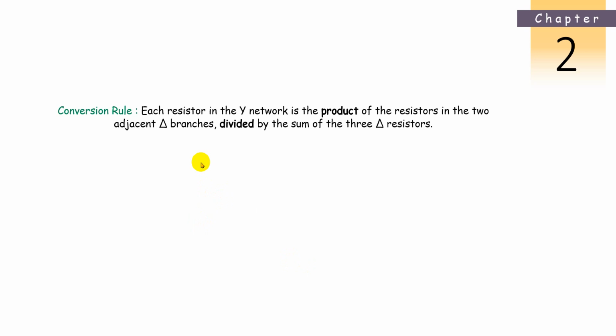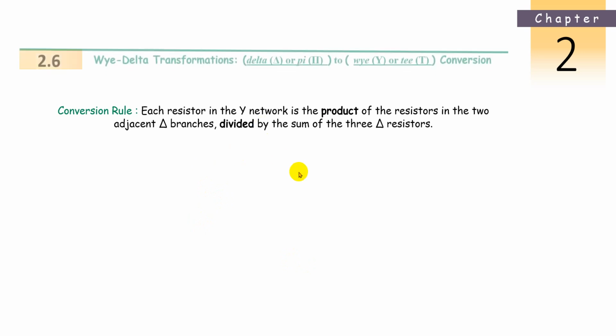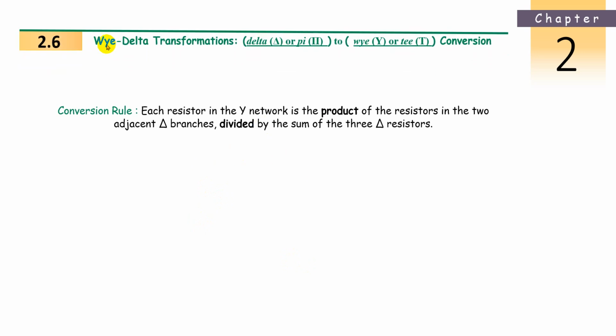Now the first one is the Y to delta transformation, or delta or pi to Y conversion. I will use one name only, not two, so you don't get confused. I want to transform or convert a delta network to a Y network.